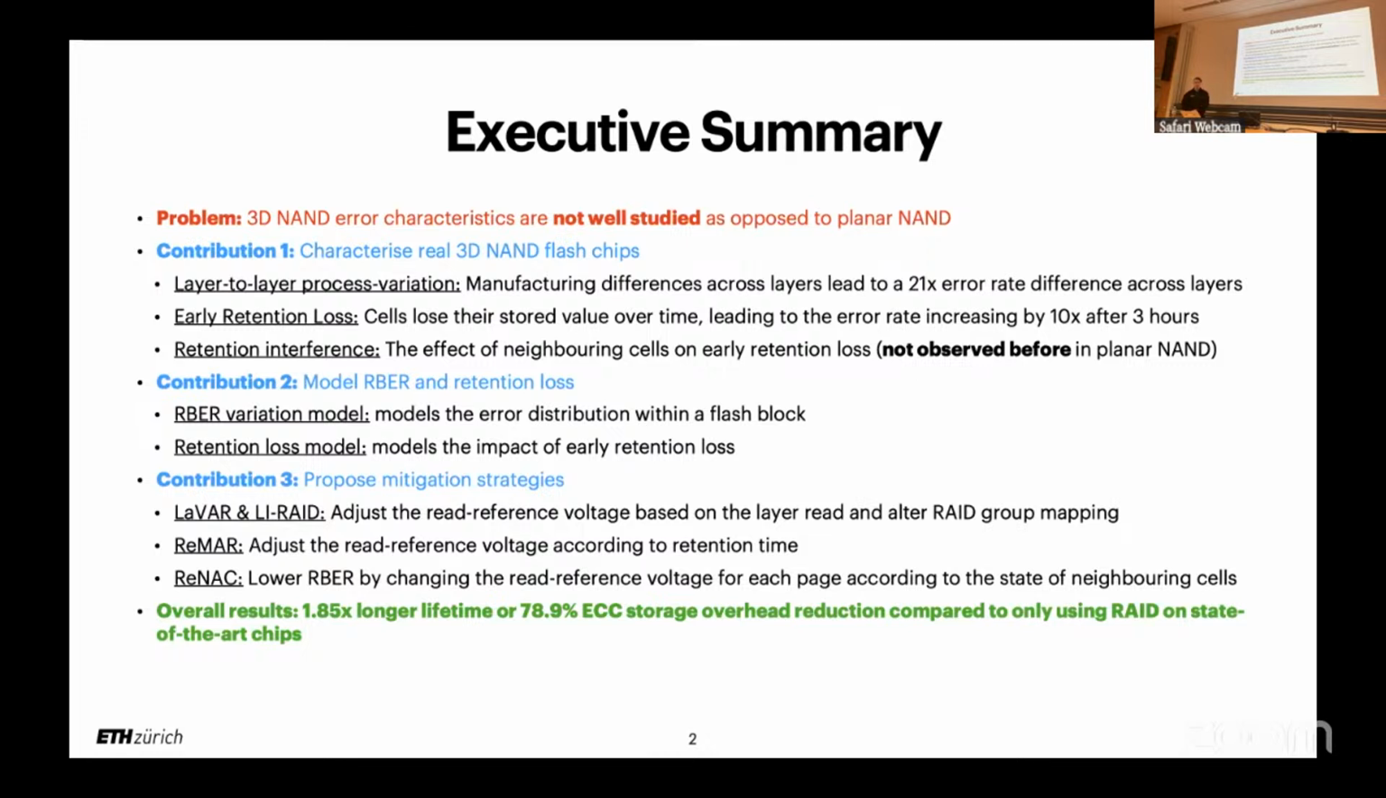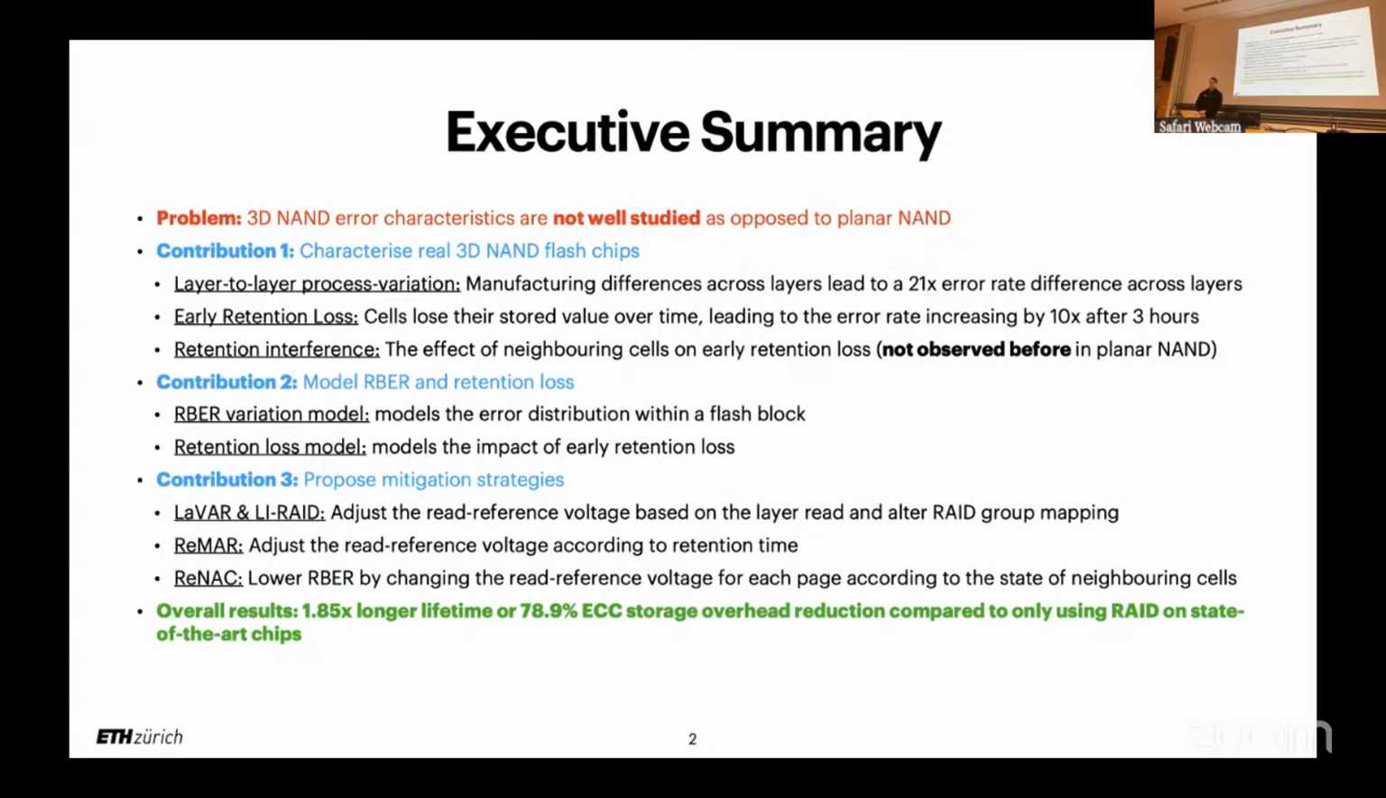So the first contribution of the paper is to characterize these errors. The first of which is layer-to-layer process variation. This is basically where, due to manufacturing differences and errors and imperfections, the errors across different layers differ, and this can result in up to 21 times greater errors in cells in one layer as opposed to in another.